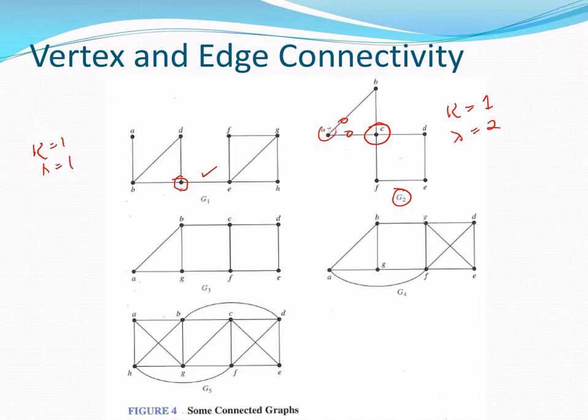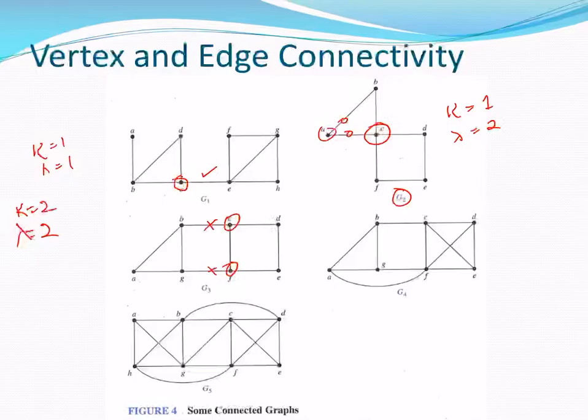All right, for this G3, I have no cut vertex, but I can see that if I remove BC and FG, then I'll have created disconnected components. So my edge cut is 2, and that's also the same as my edge connectivity, so lambda equals 2, and my vertex connectivity is also 2. I could remove C and F, so kappa is equal to 2.